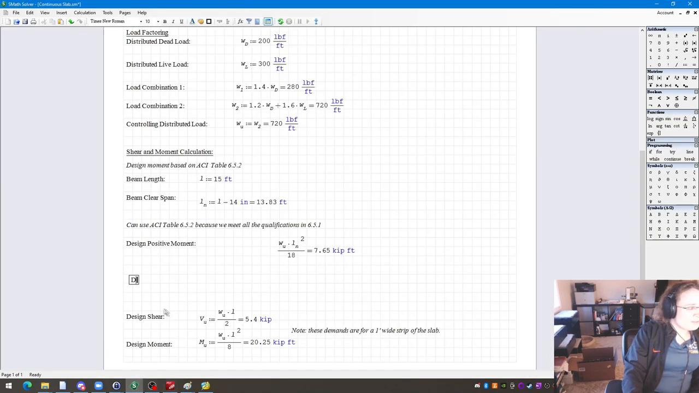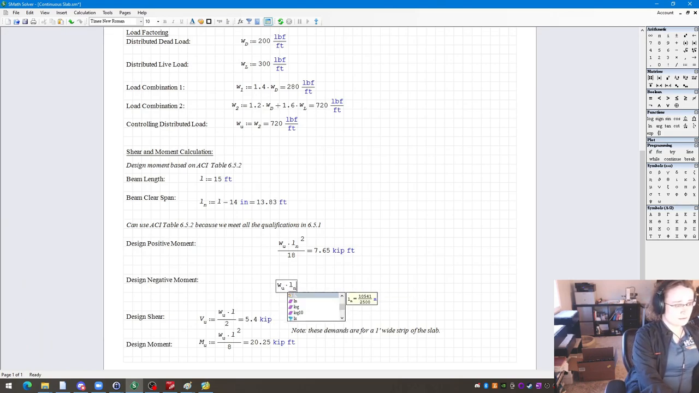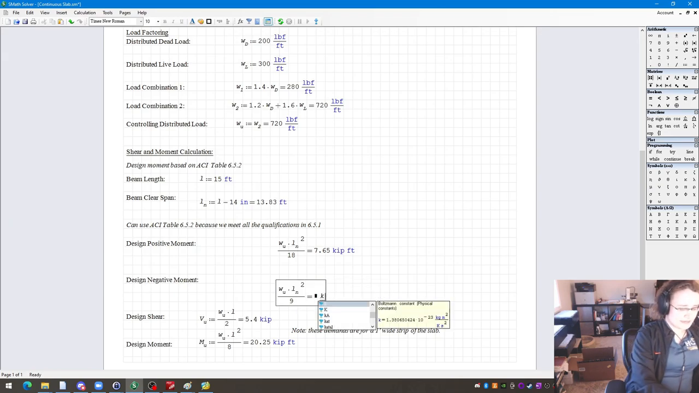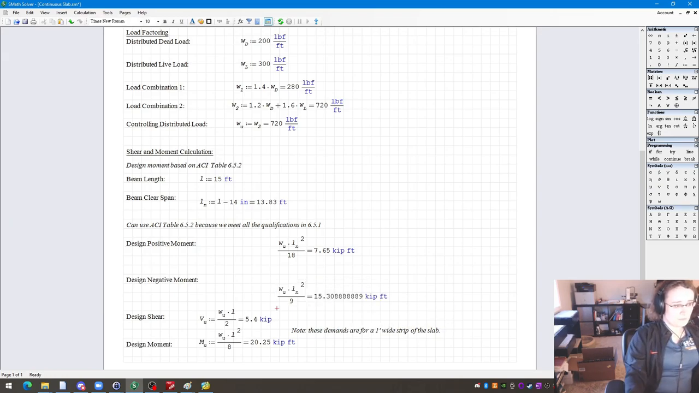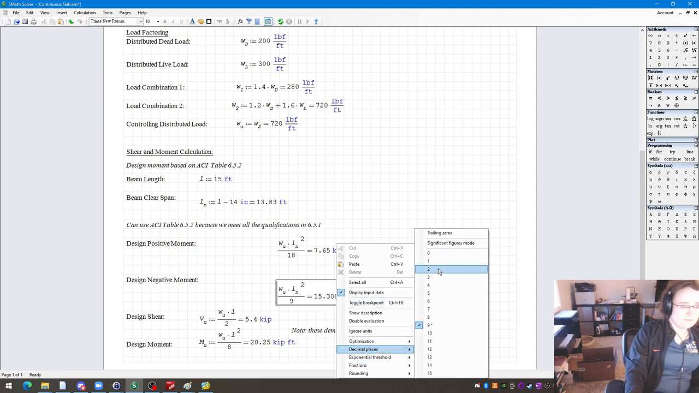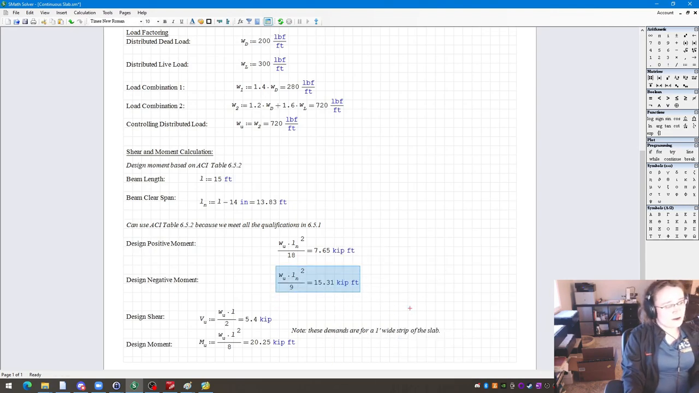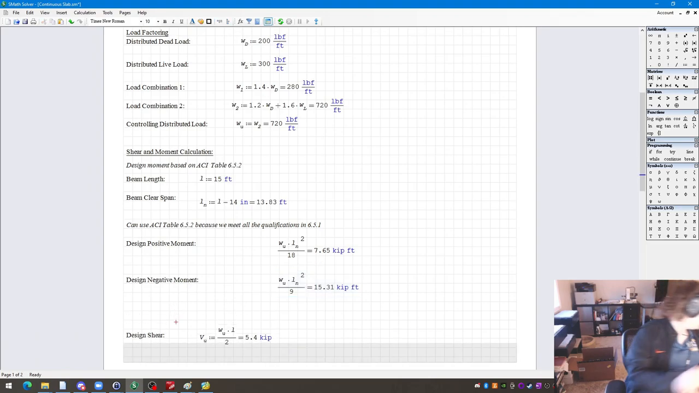So our critical negative moment, our design negative moment, will be Wu times ln squared over 9. And that will equal this many foot-kips. Still substantially larger actually than our positive moment region, but much less than our negative moment region here.